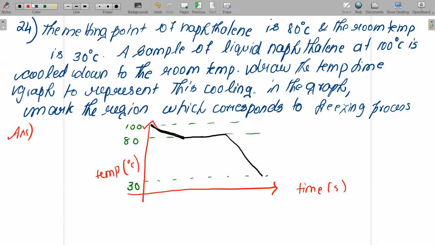The naphthalene is at 100 degrees Celsius, hence we started at 100. Then the melting point of naphthalene is 80 degrees Celsius, right? So when you're cooling, it will first come to 80 degrees Celsius. From 80 degrees, it will undergo freezing. This point we call the freezing point. From there, the temperature falls and finally it will become room temperature, that is nothing but 30 degrees Celsius. Got it? Understood the graph?